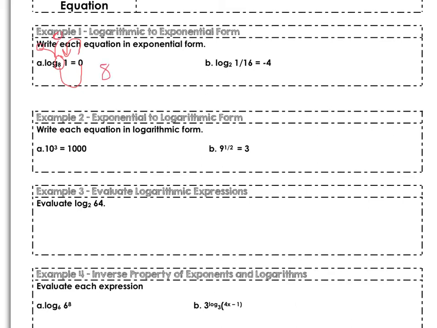So we have 8 to the 0th power is equal to 1, which mathematically is true. So 2 to the power of negative 4 is equal to 1/16. Again, mathematically true. Now let's go in reverse and let's make an observation.